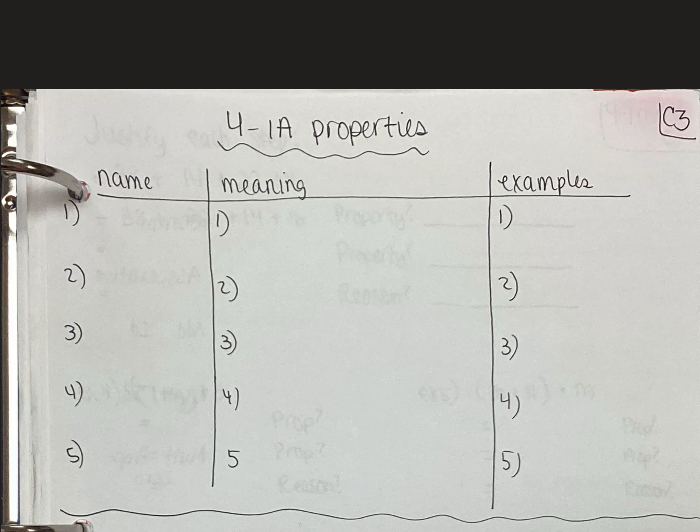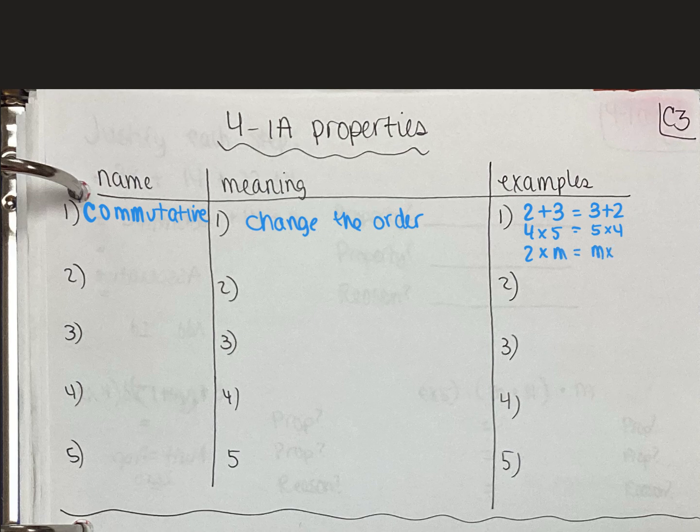All right, our first property is the commutative property. It means that you can change the order in a math problem. Whoever is first can be second, and whoever's second can be first. So an example would be 2 plus 3 is the same as 3 plus 2. Another example, 4 times 5 is the same as 5 times 4. Another example would be 2 times m equals m times 2.